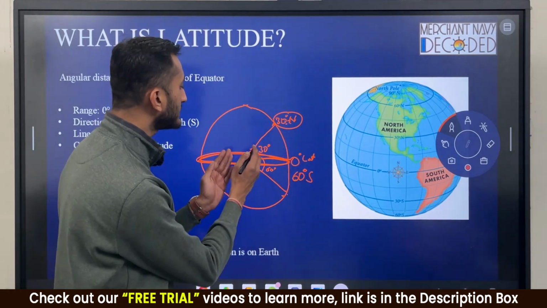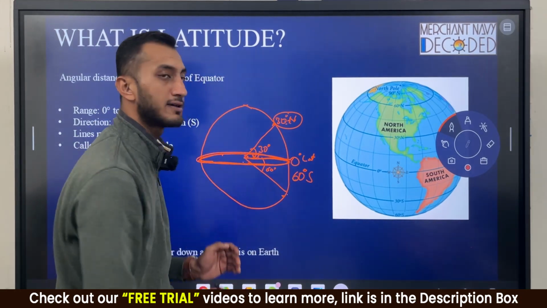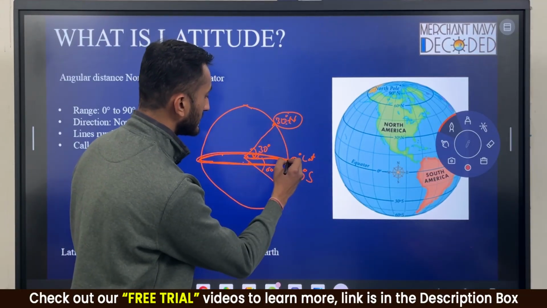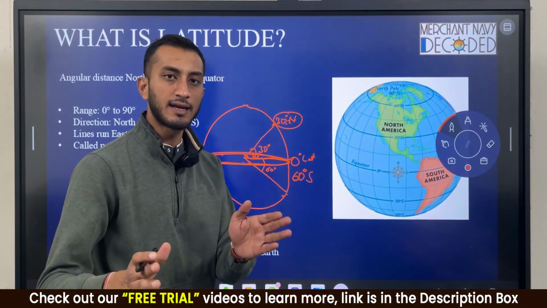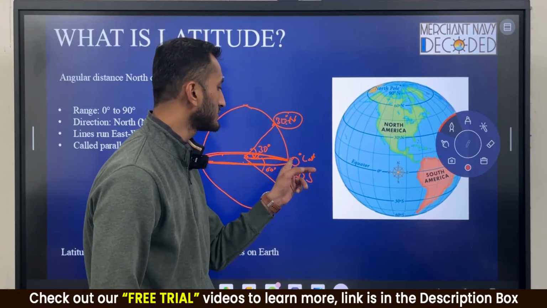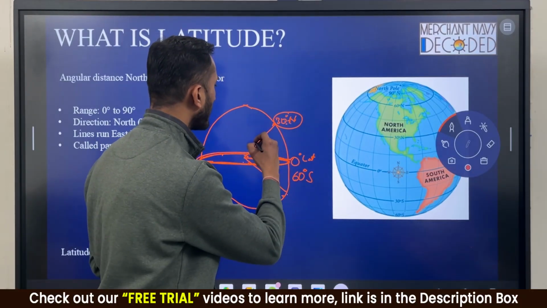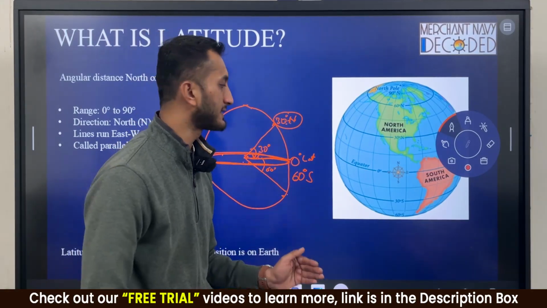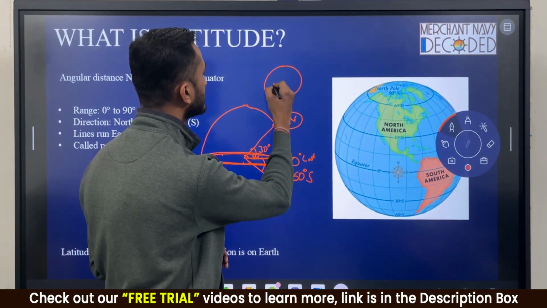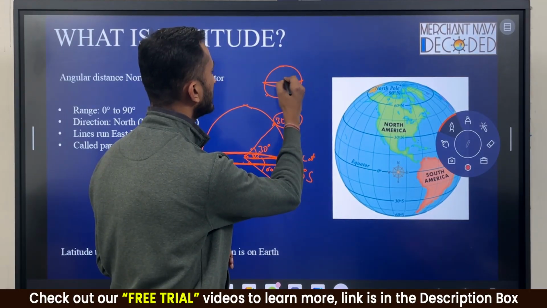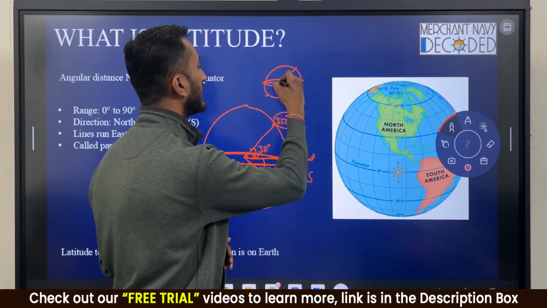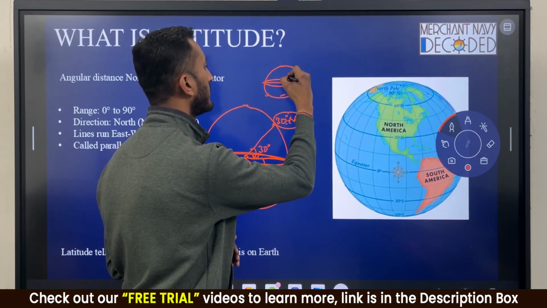Basically, latitude is the angle at the center of the earth, between the point where this imaginary line meets the earth's surface at 0 degree and any point on the earth's surface. If I'm getting you, this is any point. This is the earth's plane, this is the center of the earth, and this is one point, and I draw an imaginary line from this point to this point.